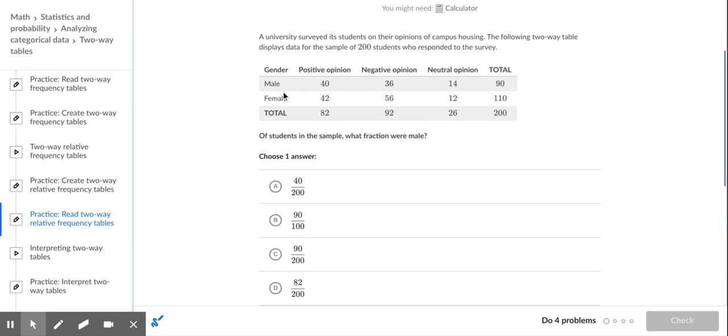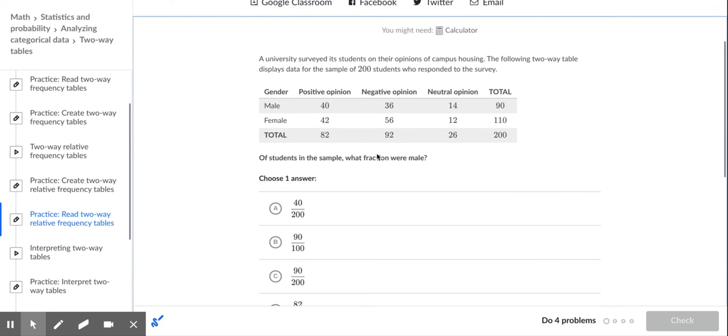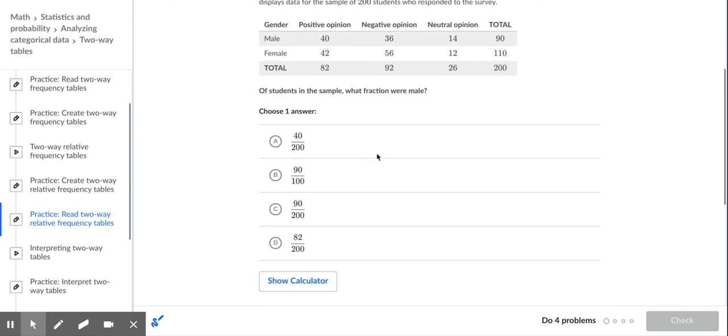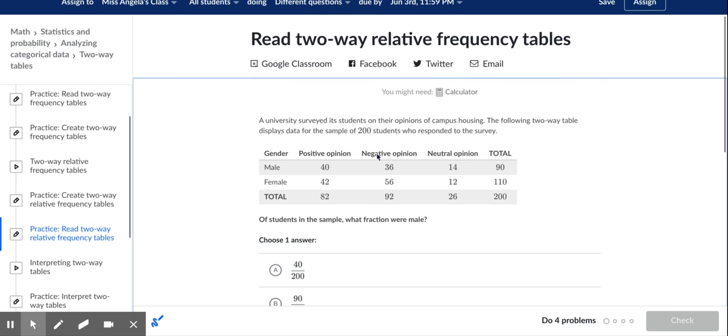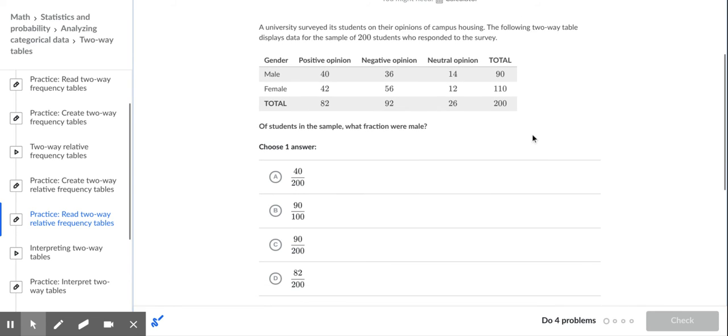So you're given this is not a relative frequency table. This is just a frequency table. So this would be more like steps in creating the frequency table, because it's asking you what fraction are male. So you're given a frequency table, not a relative frequency table. This is a regular frequency table.